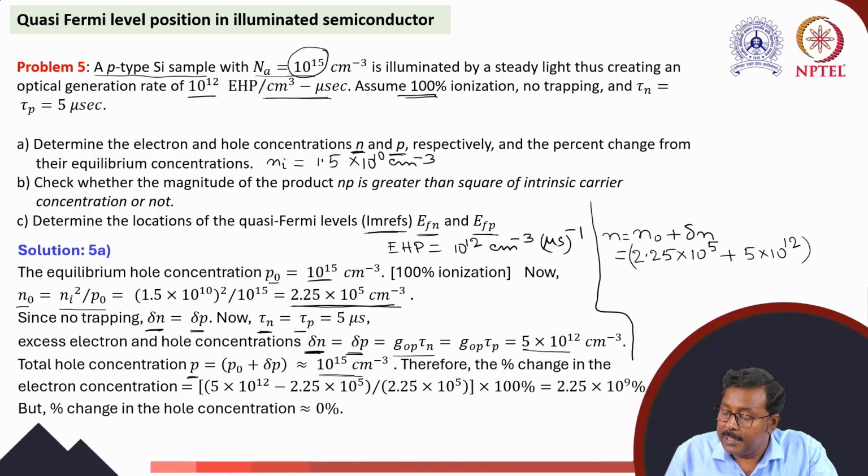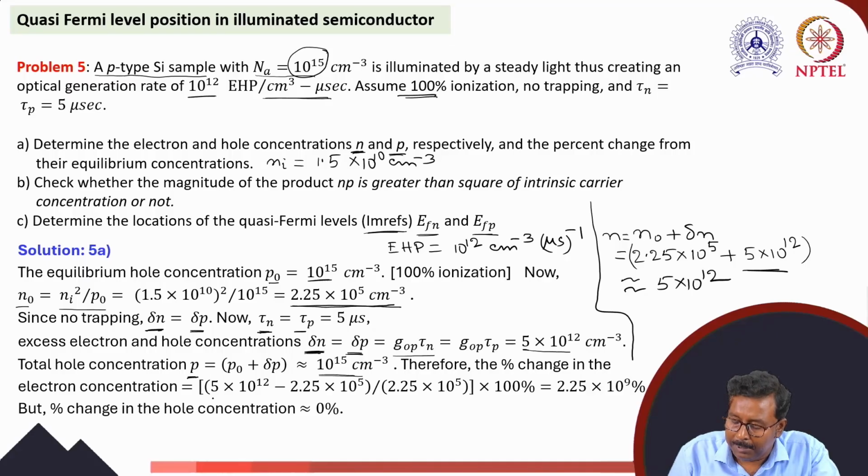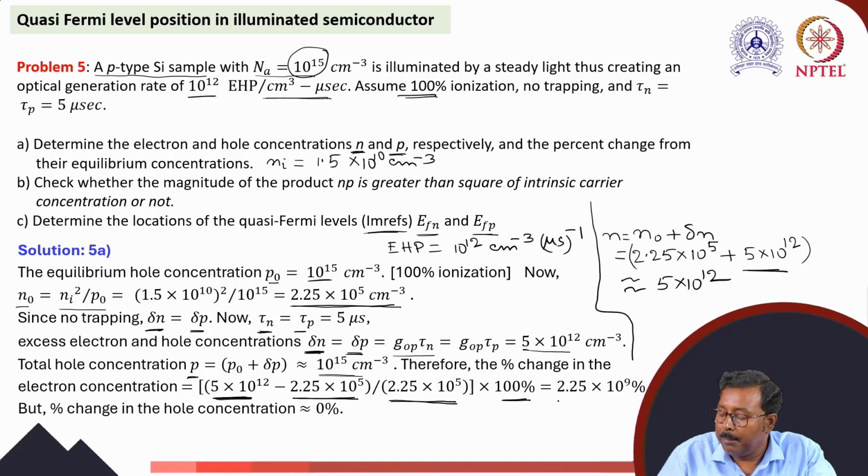So what is the percentage change in n? This is almost equal to 5 × 10^12. So 5 × 10^12 after illumination minus the earlier 2.25 × 10^5, this is the change in n0, divided by the original value 2.25 × 10^5, into 100. This gives you the percentage change, which comes to about 2.25 × 10^9%. So it is a very high value in percentage.